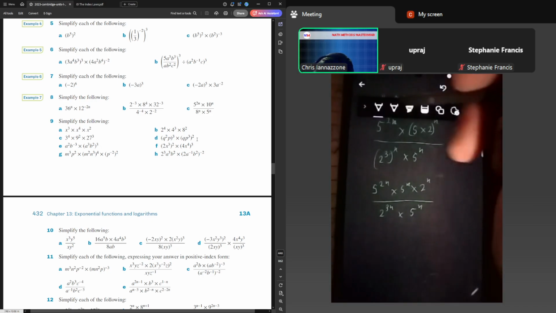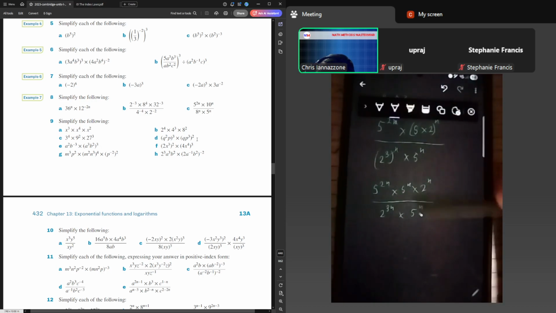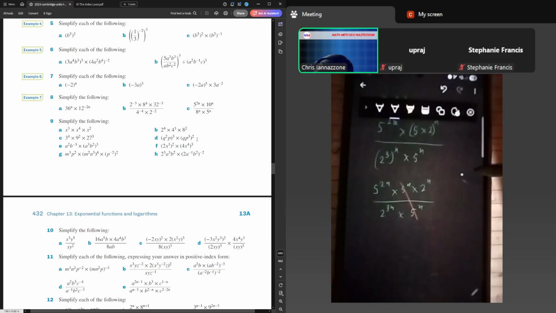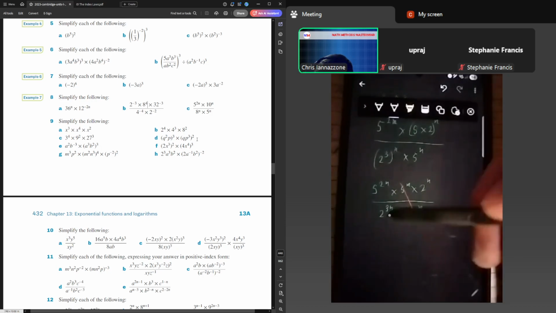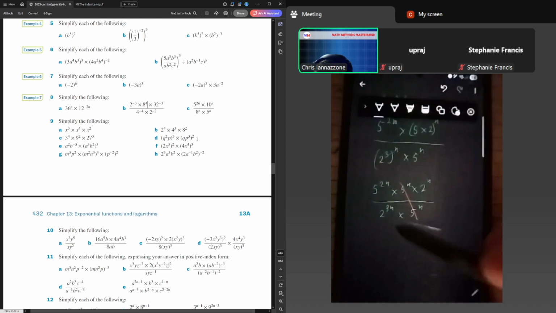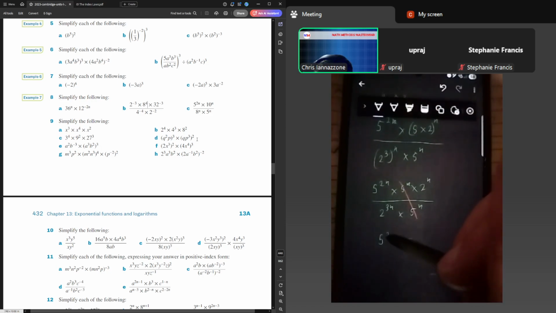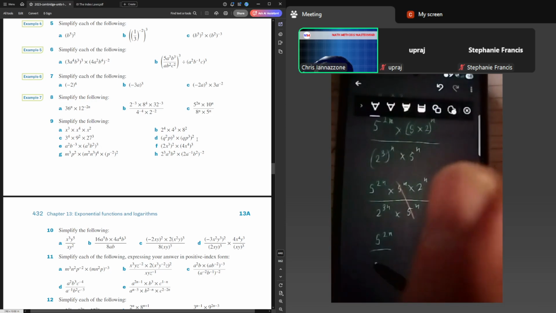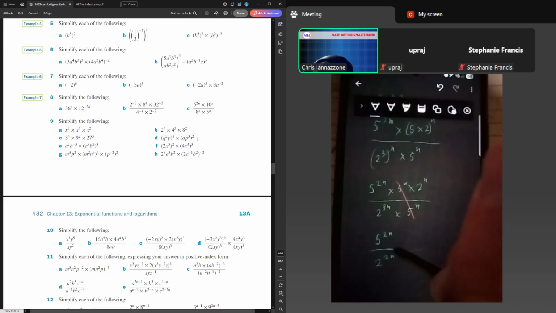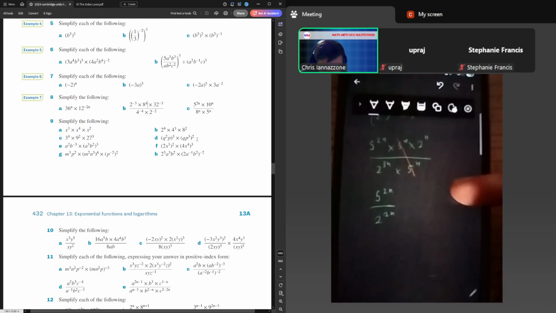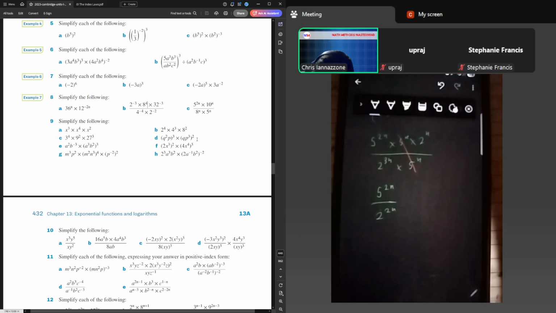Here it's much easier to see, because now you've got 5n, 5n. They cancel down really easily. And you've got 2n and 2 to the 3n. So you're still going to have that 5 to the 2n from before. 2n minus 3n, you're going to have 2 to the negative n, like that. And then that's just going to be your answer. There's no simplifying from there.